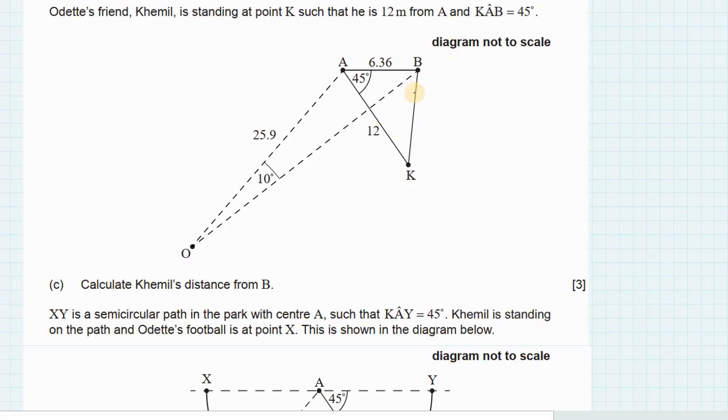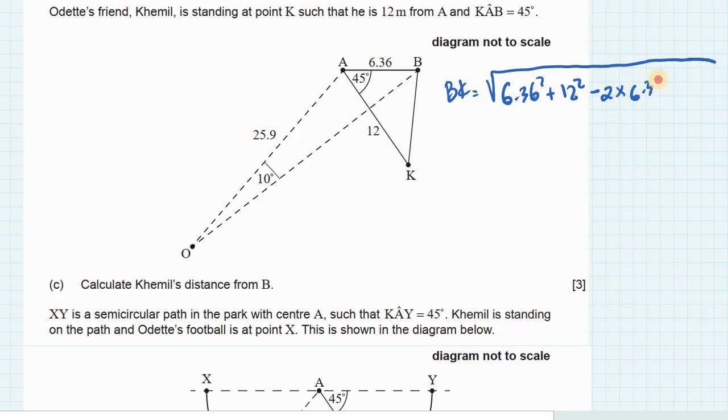What is cosine rule? Cosine rule looks like this. We have BK, since we are looking for the length. So BK is equals with square root of the two sides square, 6.36 square plus 12 square, minus 2 times 6.36 times 12 times cos 45 degree.